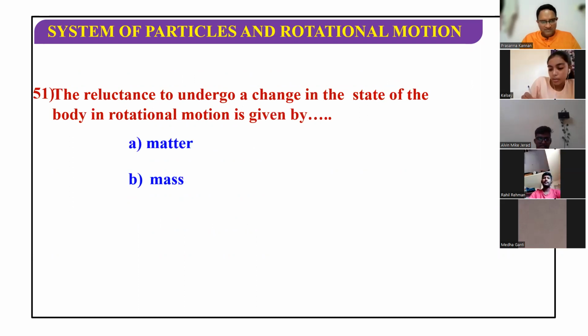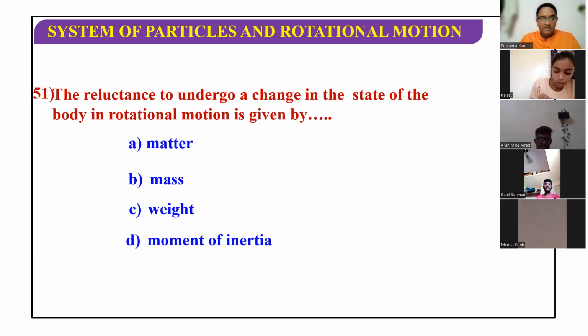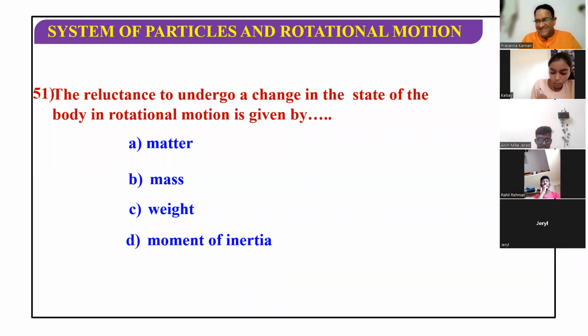51st question. The reluctance to undergo a change in state of the body in rotational motion is given by... Reluctance means unwillingness. Moment of inertia, absolutely right, Jerry. So the reluctance to undergo a change in state of body in rotational motion is given by moment of inertia.